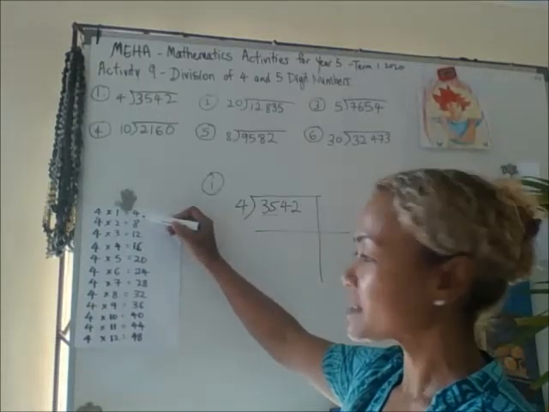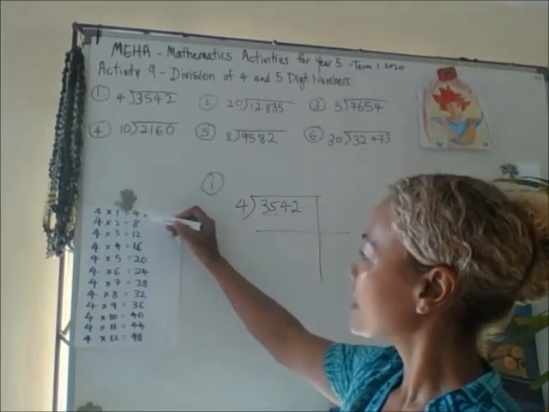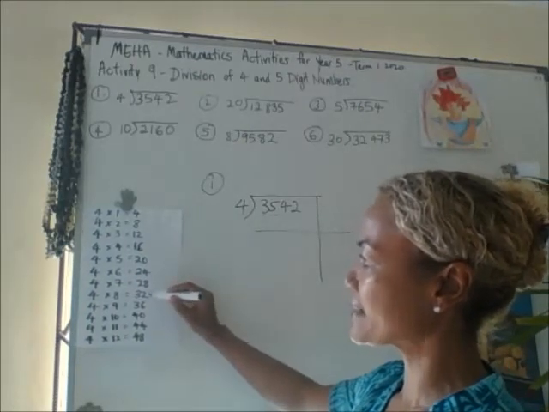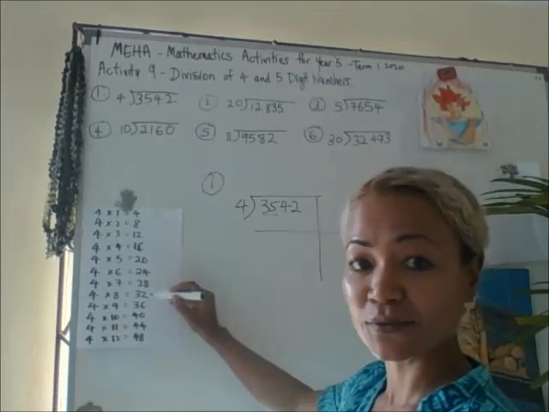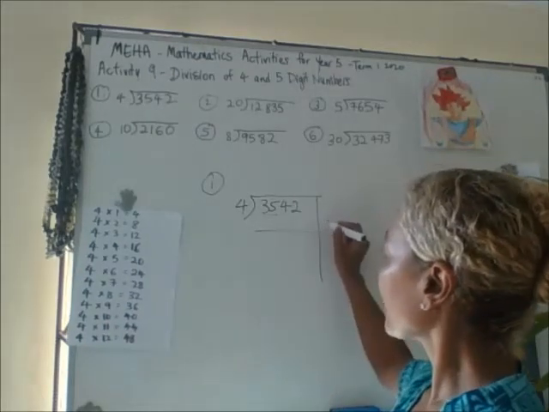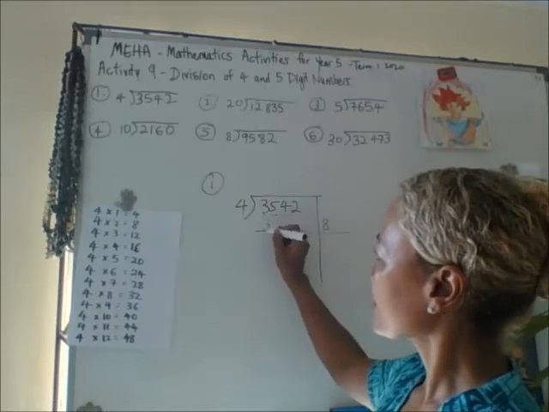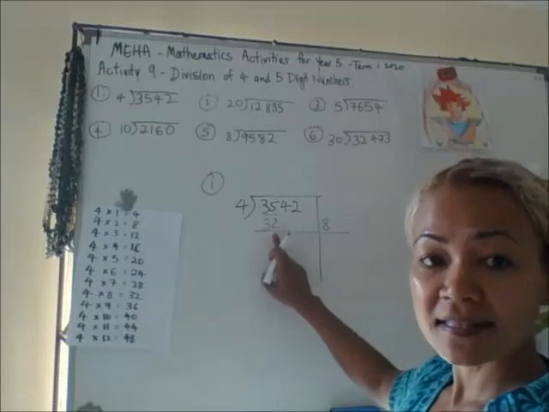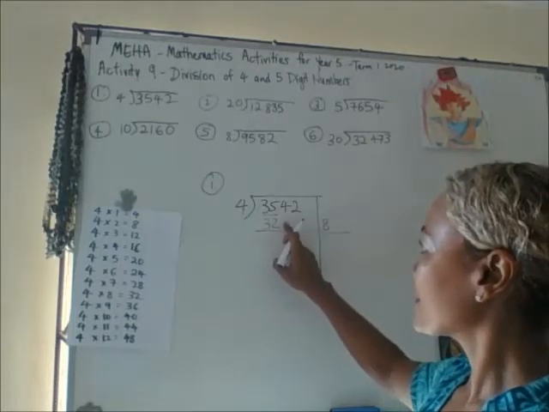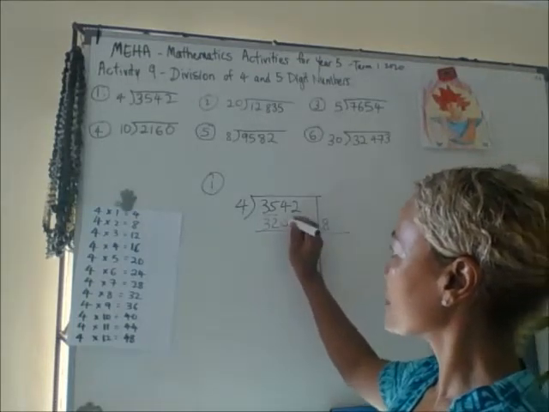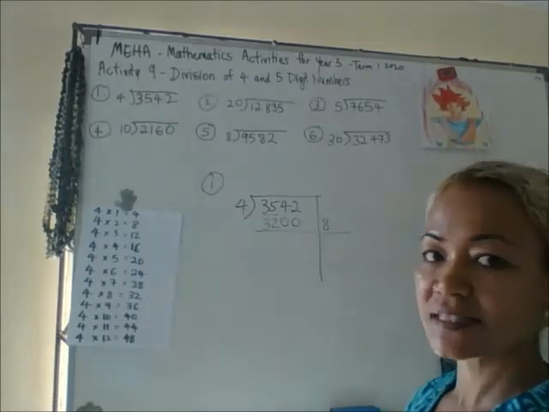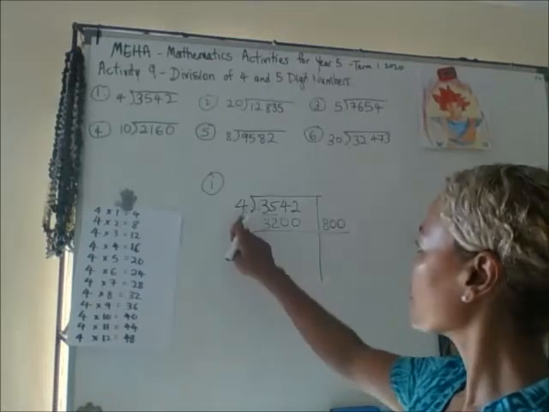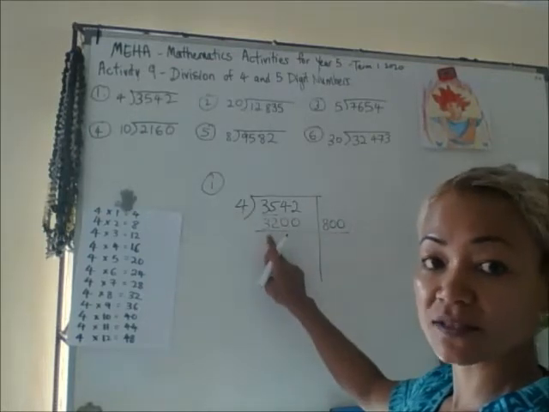So if we look at the 4 times table here, look for the number which is just under 35, but not over. So here you get 8 4s are 32. There you go. 8 times 4 is 32. However, this 32, you want to make it into 4 digits, so you just add 2 zeros there. And same thing with this 8 on the side. So 4 times 800 is 3,200.